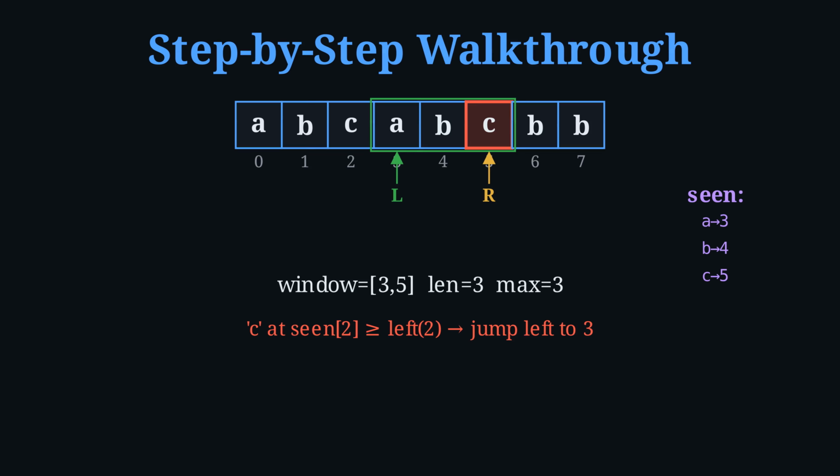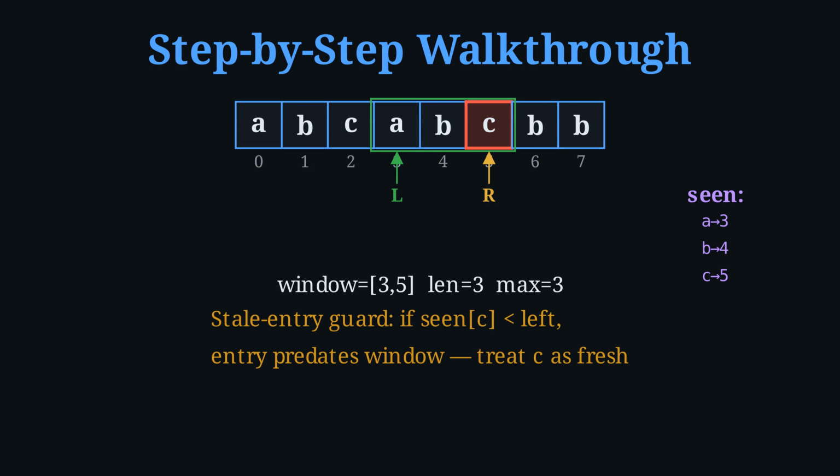Index 4 hits B, stored at 1, still inside the window. Left jumps to 2. Index 5 hits C, stored at 2, still inside. Left jumps to 3. The window slides forward with each collision, and max holds at 3 through all of it.